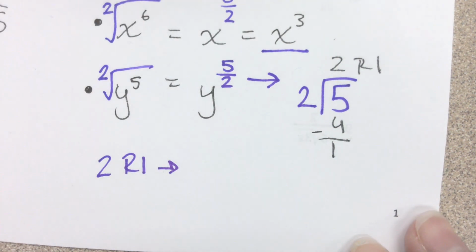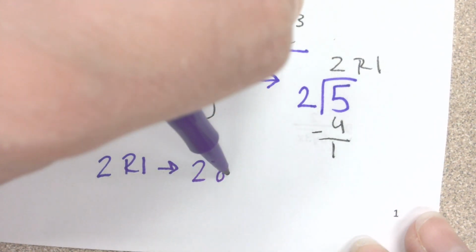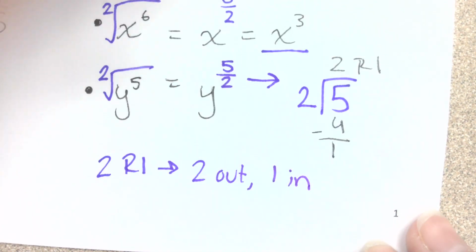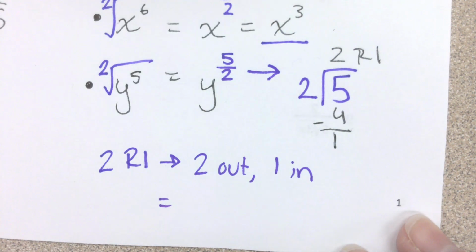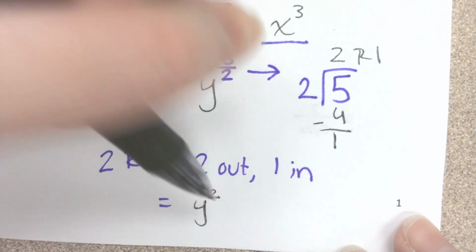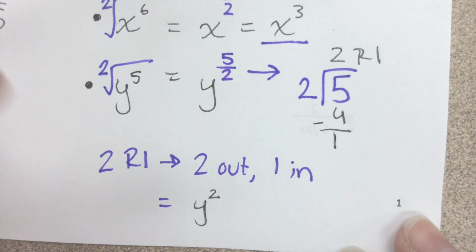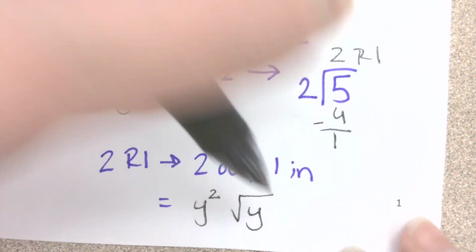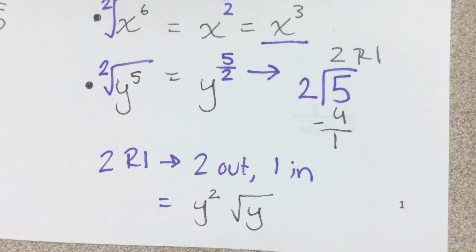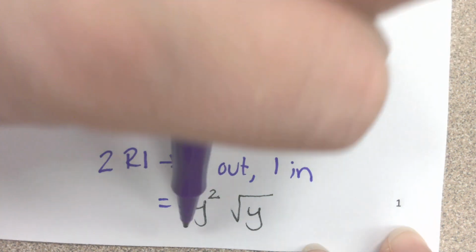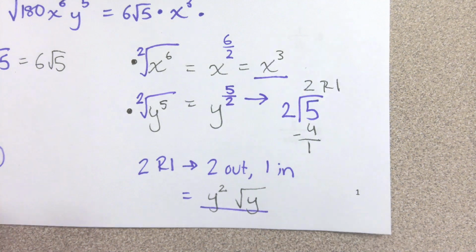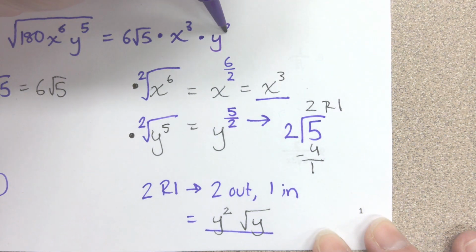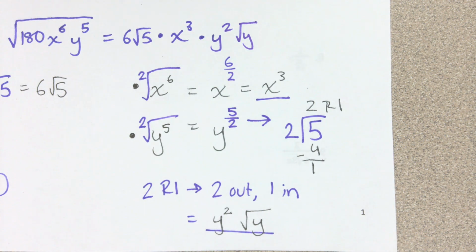So that 2 remainder 1 means that 2 y's are going to come out and 1 is going to stay in. So we have 2 y's out, so that's y squared, and 1 stays in under the radical. So it's just 1y under the square root. And this will get added to my answers above. So times y squared square root y. Questions on that before I make the final answer?